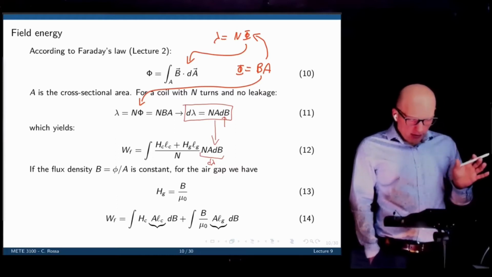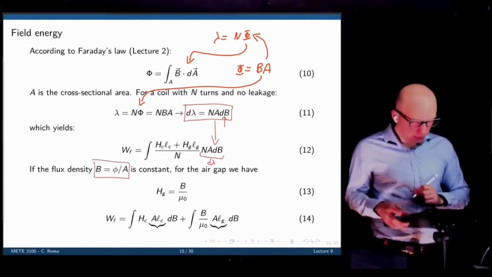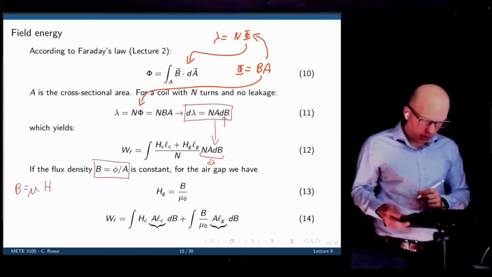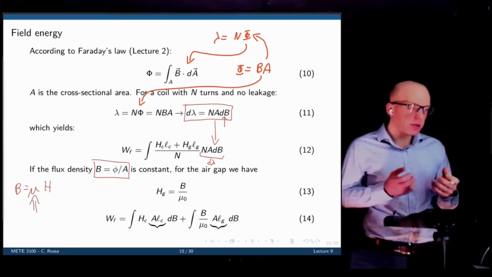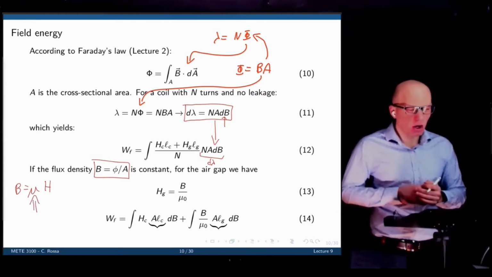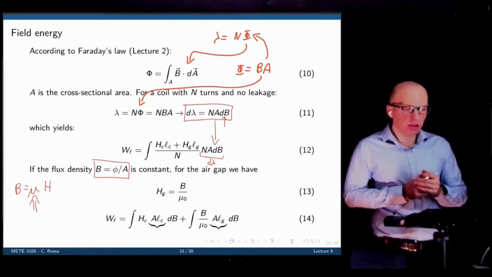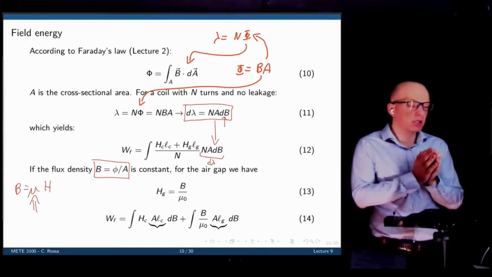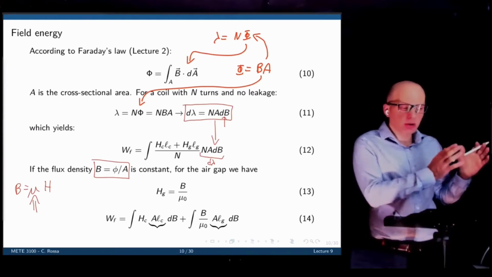For the magnetic flux density, we know that that is phi over A. And we know that the relation between it and H is mu times H. So for the air gap, mu will always be constant. That's the permeability of the vacuum, and that is constant. So if the permeability is constant, we can do the integral on the air gap.